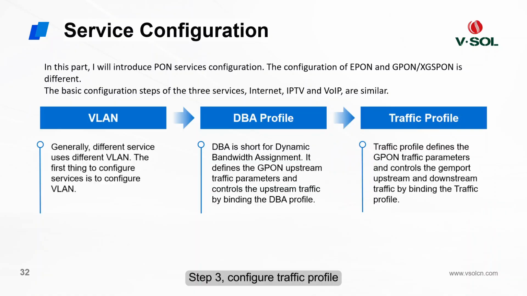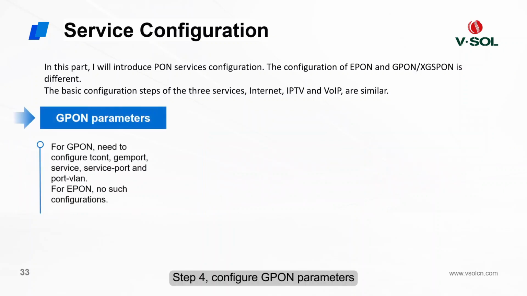Step 3. Configure traffic profile. Traffic profile defines the PON traffic parameters and controls the GEMPort upstream and downstream traffic by binding the traffic profile. For EPON, no such profile. Step 4. Configure PON parameters. It contains TCONT, GEMPort, service, service port, and port VLAN. For EPON, no need to configure.